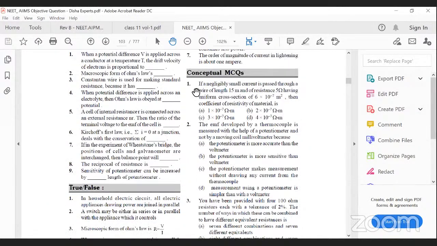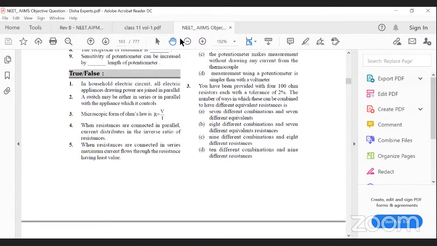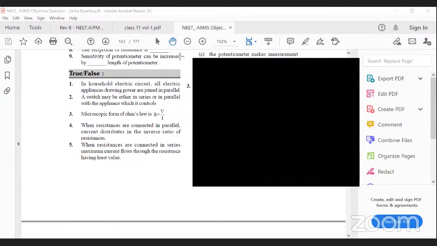The next one, true or false? So what is the first one? Think of it. In a household electric circuit, all electrical appliances drawing power are joined in parallel. Correct?